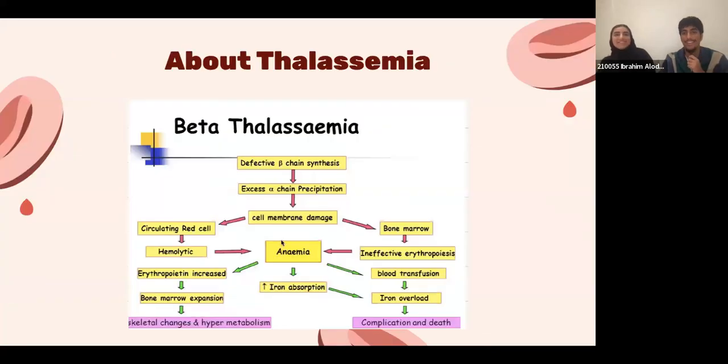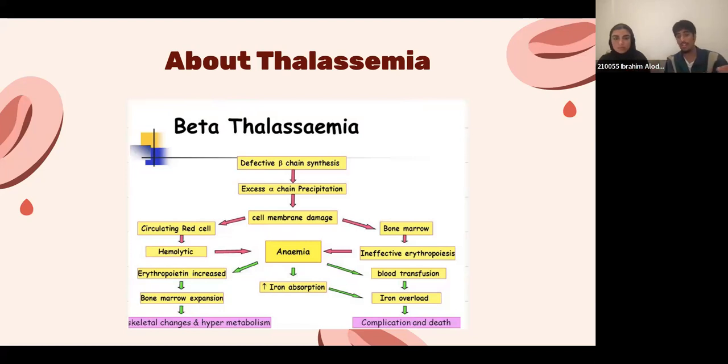Moving on to the next question. Just kidding, I forgot. Well, just general stuff about thalassemias. Like Eman mentioned, if you have defective beta globin chain synthesis, then you're going to compensate and make excessive alpha chain. This is going to cause damage in the cell membrane. On the bone marrow side, you're going to have ineffective erythropoiesis, which is going to cause anemia, and you're going to need blood transfusions. You could get iron overload, which could cause death. There are complications on the blood transfusion side of things.